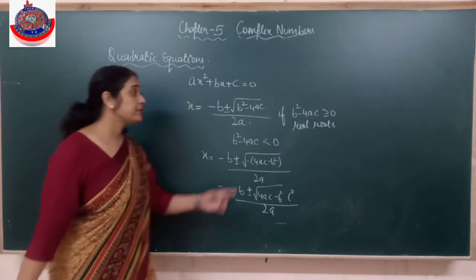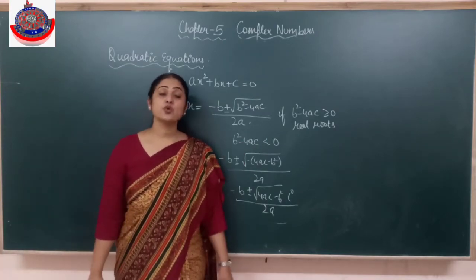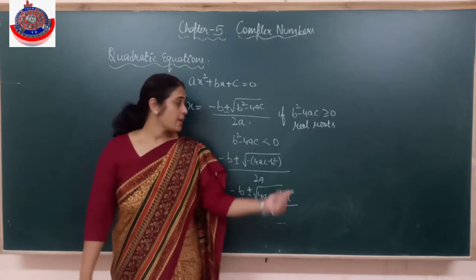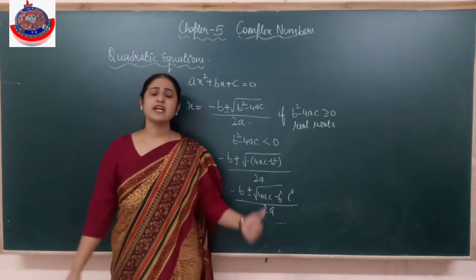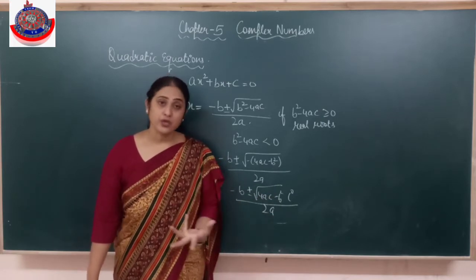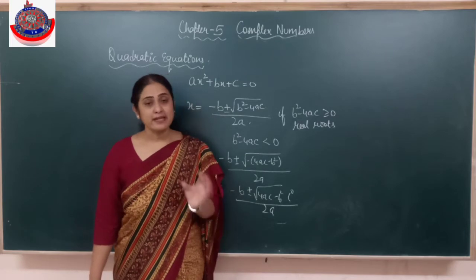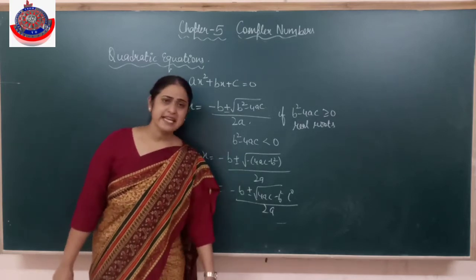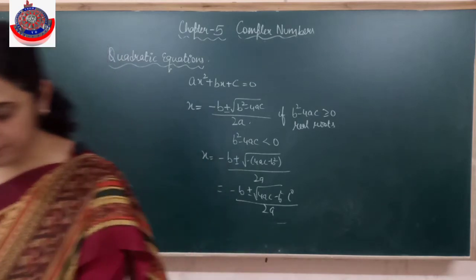Is it clear? If b square minus 4ac is less than 0, then also we can find the roots of a quadratic equation by the formula. Simple. We know that if an under root minus comes, under root minus 1 is iota. So we replace under root minus 1 with the symbol iota, which represents a complex number. Is it clear? It's a very easy topic. I'll just directly pick up the examples.